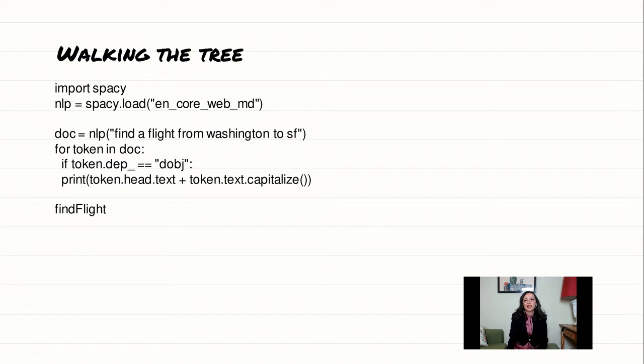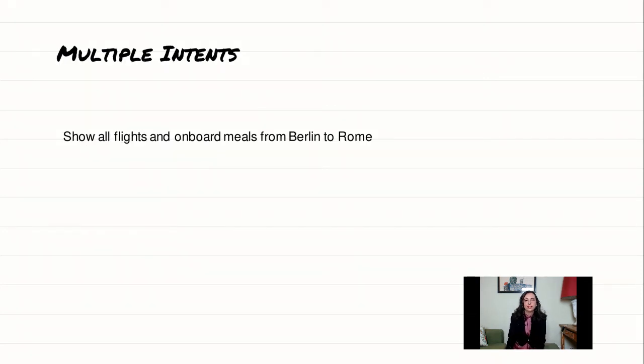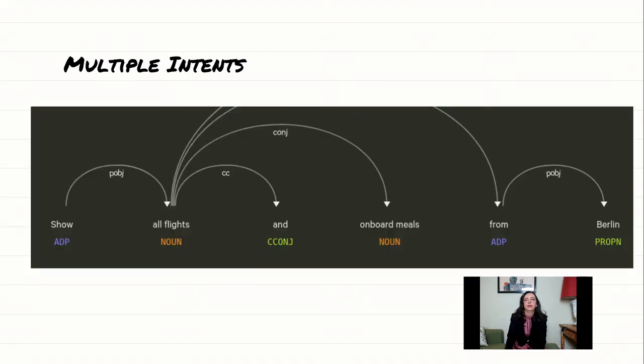Some utterances can carry multiple intents. For example, consider this user utterance. Obviously carrying two intents, listing the flights and listing the meals on those flights. Let's see the dependency tree of this utterance. We see that the dobj arc connects show and flights. The conj arc connects flights and meals to indicate the conjunction relation between them.